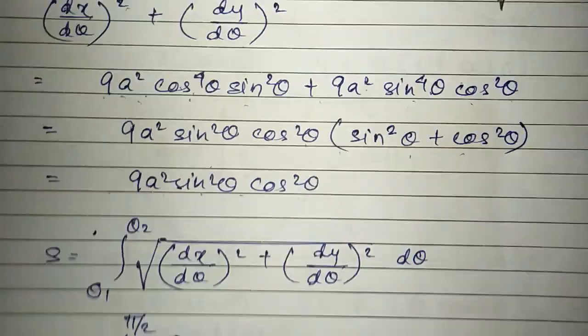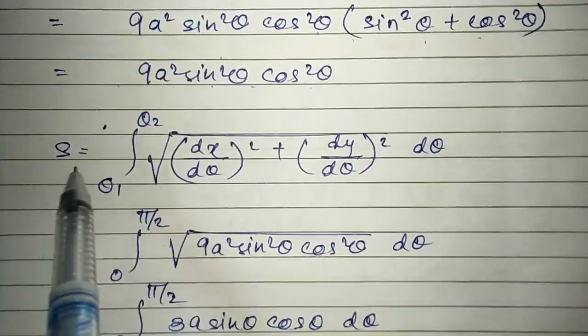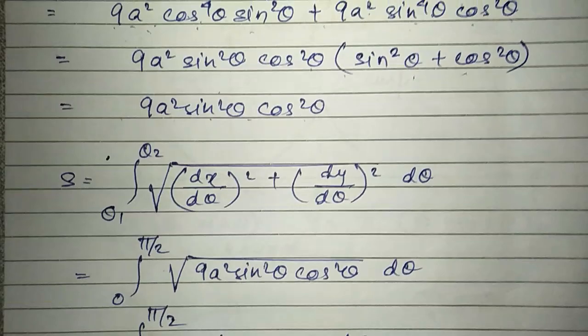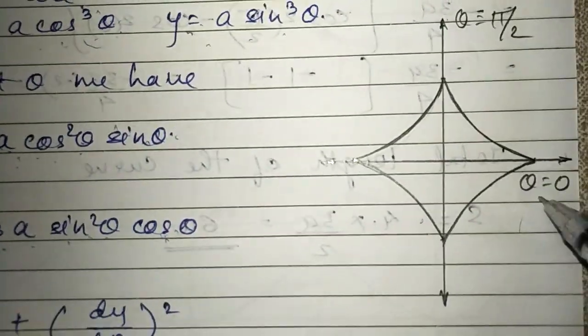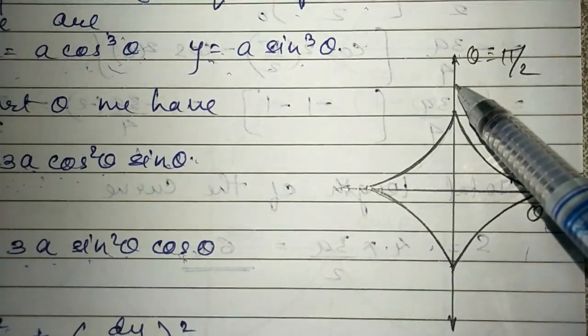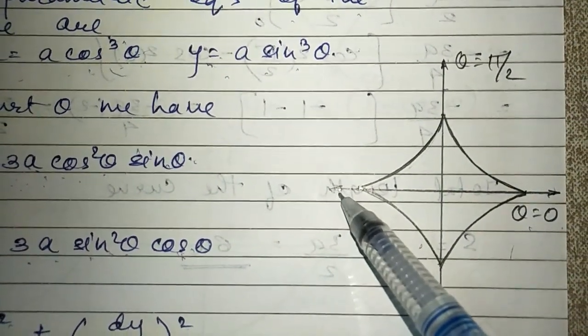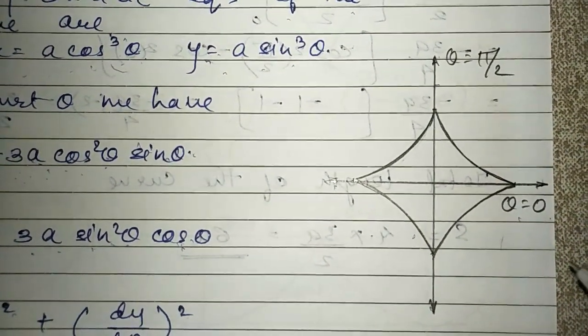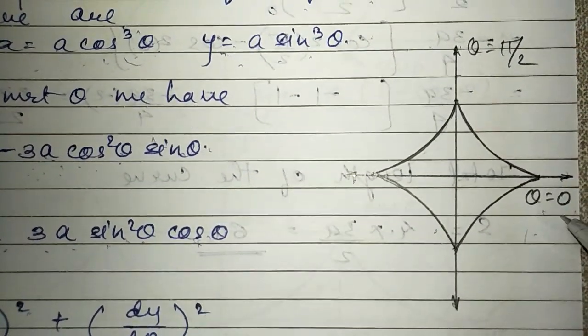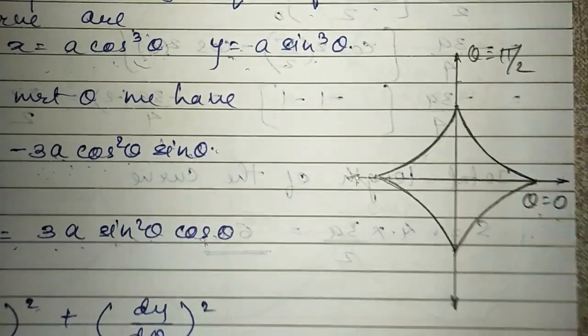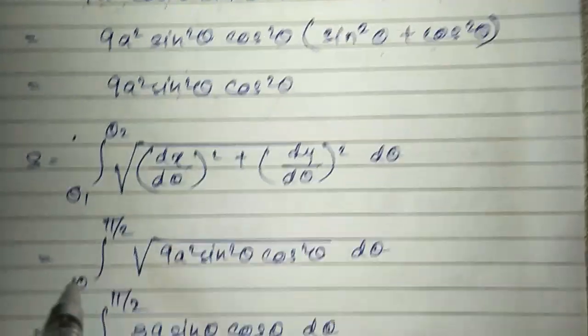Next we have to find the length of the arc of the curve. First, this is the asteroid. This is theta is equal to 0, this is theta is equal to pi by 2, then here theta is pi and theta is 3 pi by 2. First we'll find the length of the arc of the curve from theta is equal to 0 to theta is equal to pi by 2.